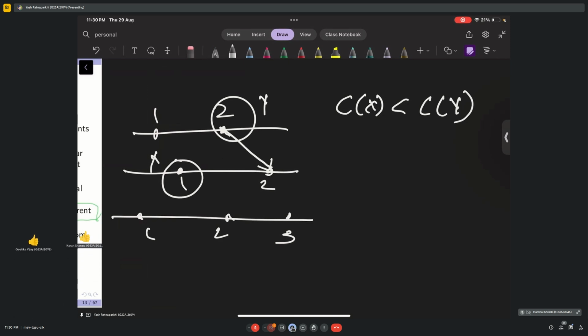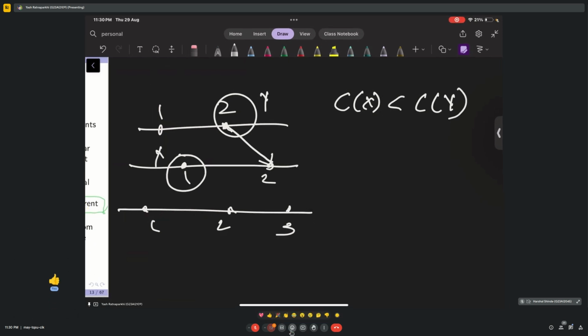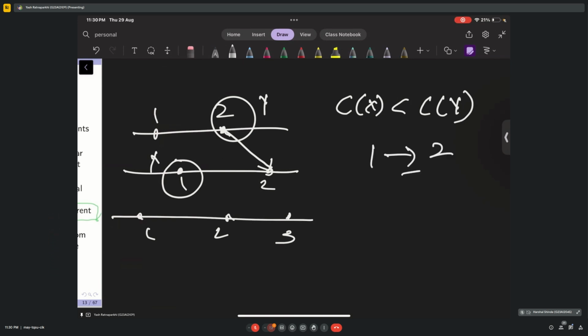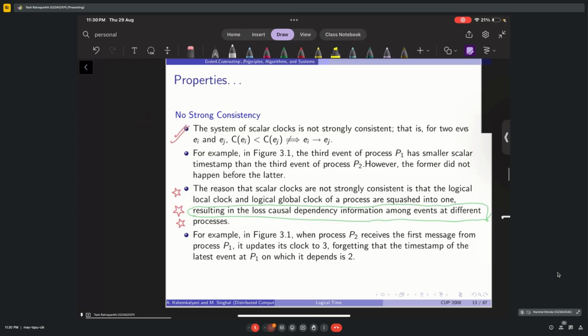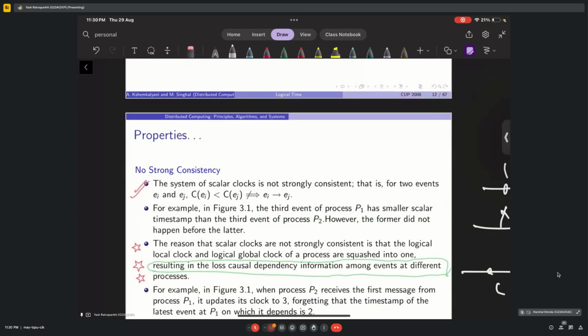But is anyone able to convince me that 1 has occurred before 2, or I can say X has occurred before Y? Does it symbolize this fact? If the timestamp is smaller, can we conclude that this event has definitely occurred before that one? No, there is no relation between them, definitely not. So how will we justify this fact? That's why it is written that even if the timestamp of Ei is less than Ej, that does not say that Ei has happened before Ej.